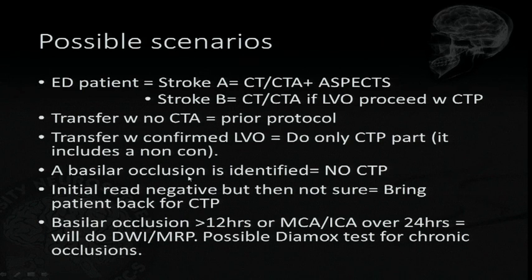If you identify a vascular occlusion on your CTA, don't do a CTP because it's not for that. It's not for the posterior circulation.